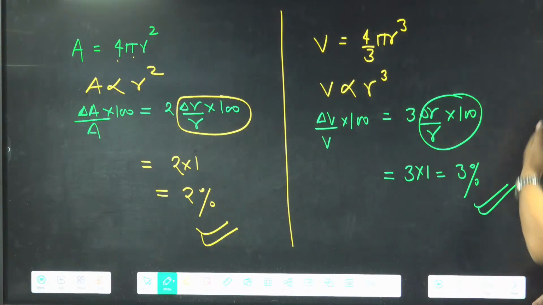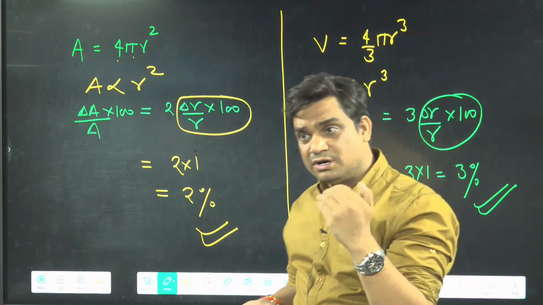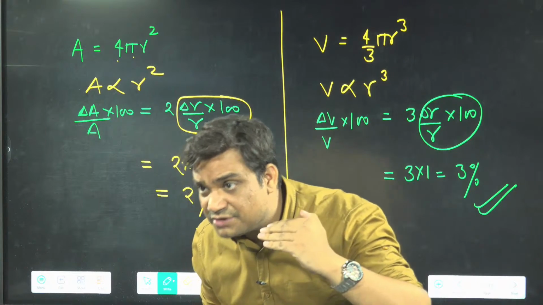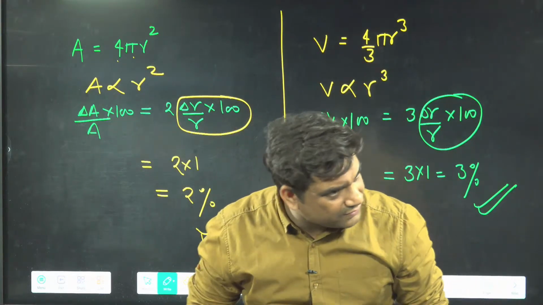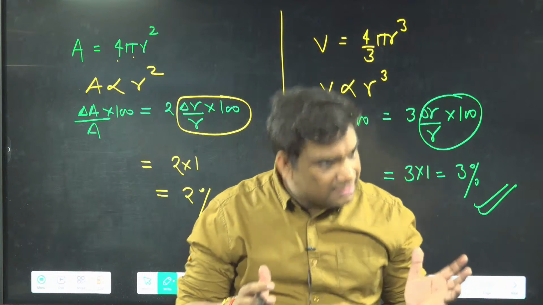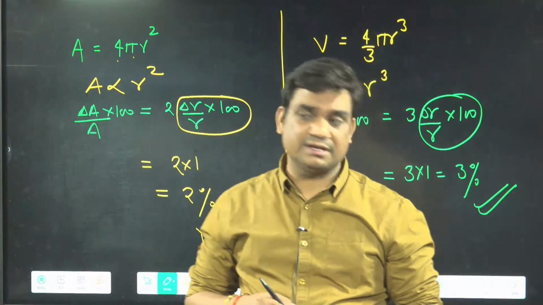If you have the percentage error in radius, can you find the error in volume and area? In volume and area, can we find the error directly? Very good. So one question I'm going to ask.